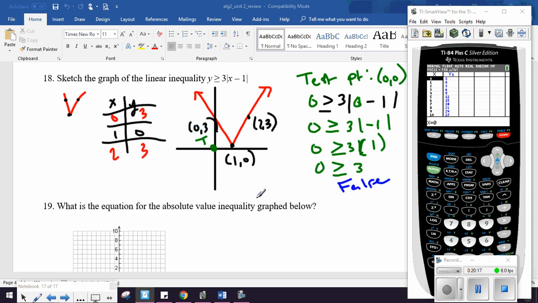So since it's false, we're going to shade the area that does not contain our test point. That happens to be inside our V, because again, our test point is down here. So we shade the region that doesn't contain our test point, and that is the inside of the V in this case.